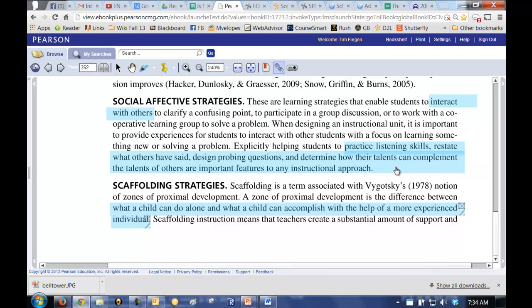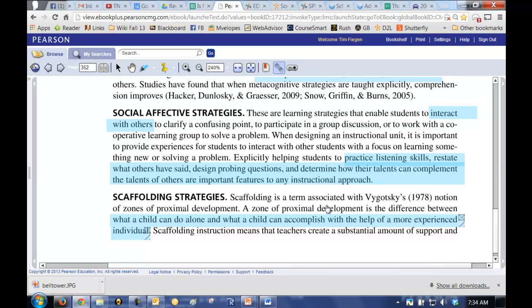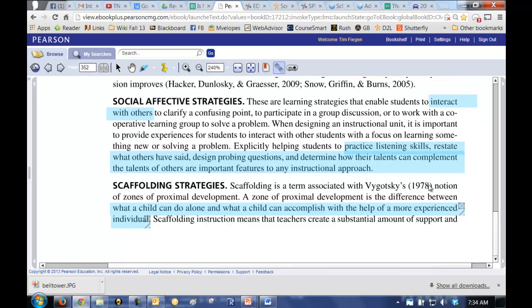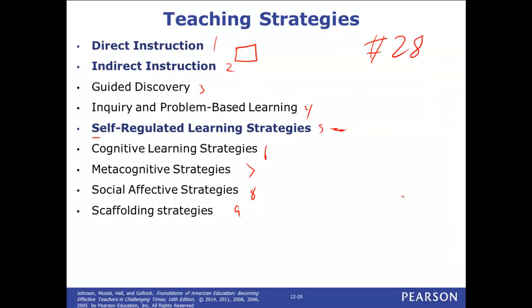And then scaffolding, this is Vygotsky's 78, so it's not that far out of this time zone that we've been looking at, and it's really teaching about what a child can do alone versus what they can accomplish with somebody more experienced. What's the level of where they get their learning? And so that will take you down through here.